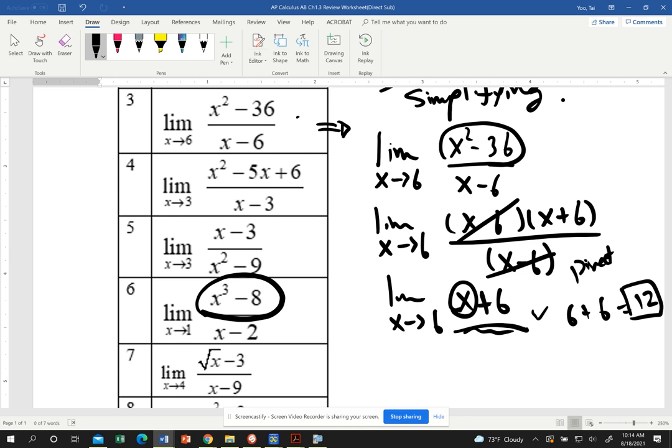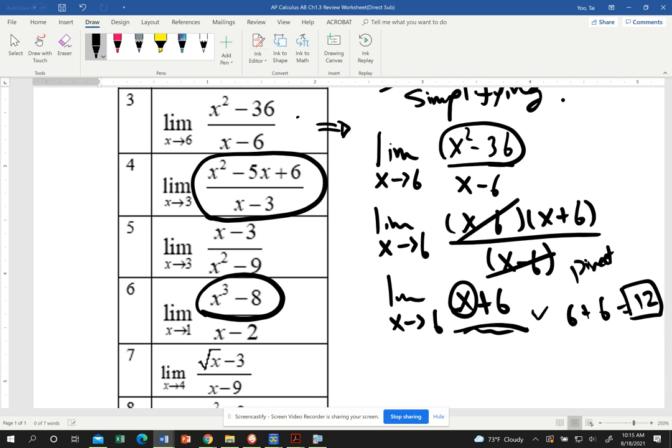Difference of cubes. And then remember the acronym we use? SOAP, right? And then you factor it out. You're going to see a whole bunch of those on the AP exam, and you need to know how to factor those things. Does that make sense? And most likely, this one doesn't work as a direct substitution.